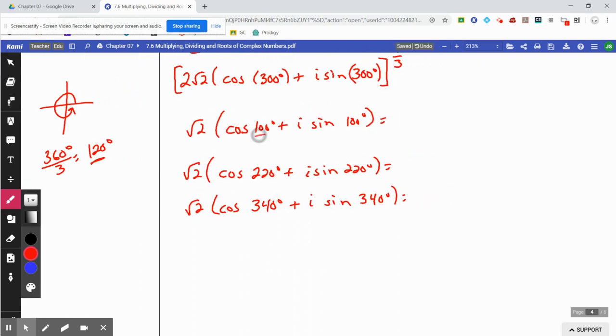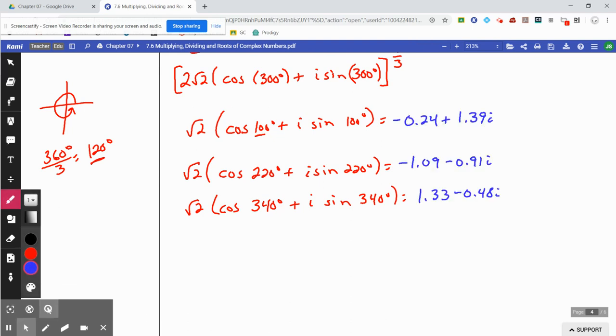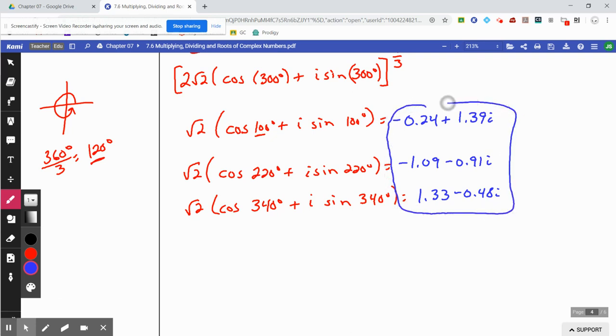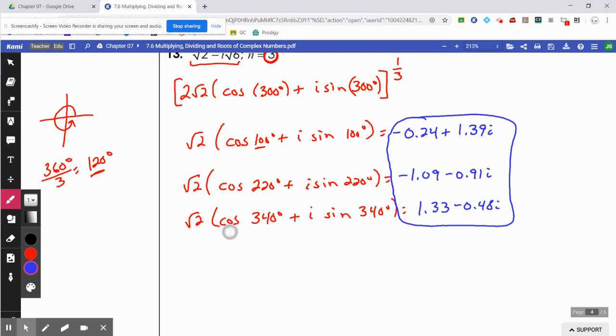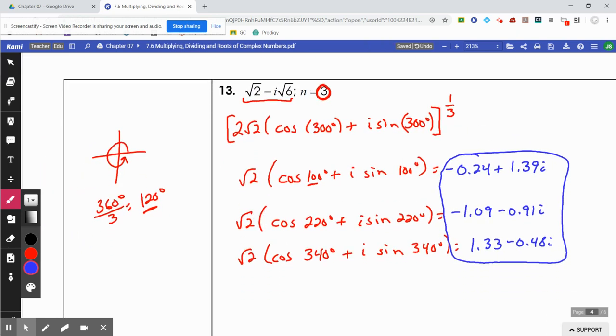Because we don't know the cosine or sine of 100 or 220 or 340, we will just have to type that into the calculator. And here are the answers that you will get. And you don't see near as much symmetry there because that was a 3rd root, so you're not going to have the symmetrical values that a 4th root did have.